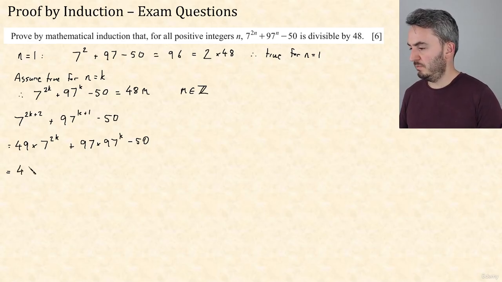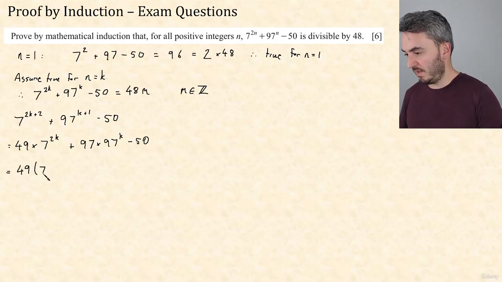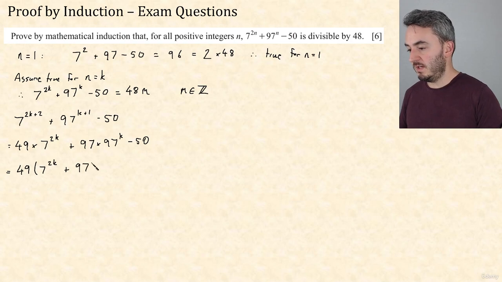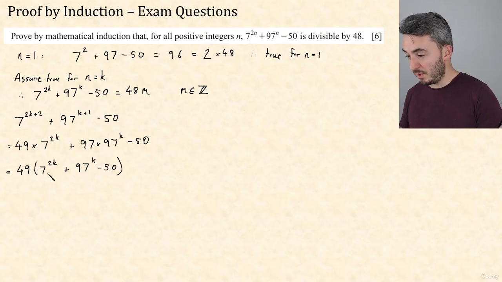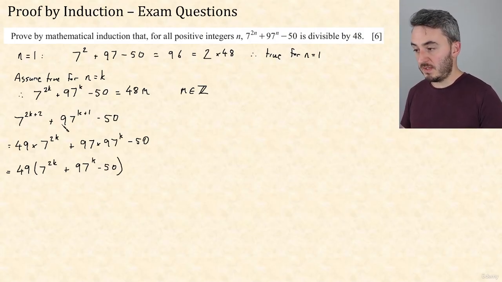So I can definitely get 49 of them. So here's what I mean. Let's steal 49 of these. So that deals with all of that. Let's get 49 of the 97^k's, and let's put a minus 50 in there. And now let's think, how do I need to correct this? I know that this is divisible by 48. That's my inductive assumption. But I've got to clean up.